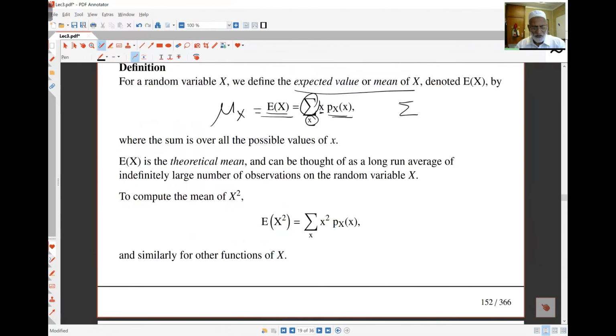If I want the mean of something else like E of x squared, all that happens is that x gets squared and the same process happens, and we'll see an example of that afterwards. So E of x, or the mean, is the theoretical mean and can be thought of as a long-run average of an infinitely large number of trials.